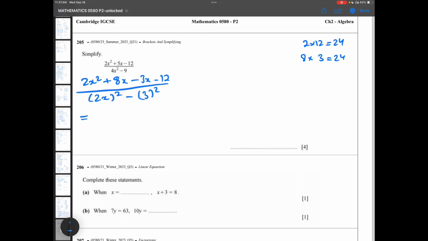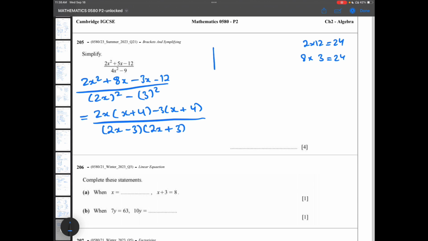Now in the numerator, 2x squared plus 8x, 2x is common. I will be left with x plus 4, and in minus 3x minus 12, minus 3 is common. I will be left with x plus 4. In the denominator, this is the third identity, a squared minus b squared, that is equal to a plus b and a minus b. So in the numerator, x plus 4 is common, and I am left with 2x minus 3.